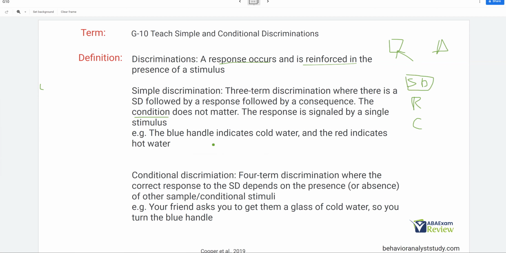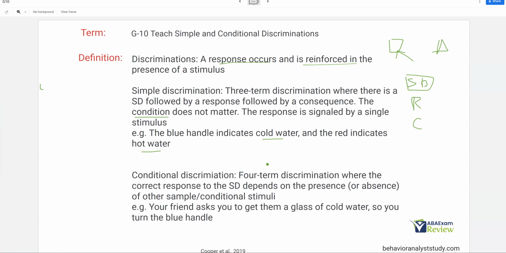So for example, if you have a blue handle and a red handle, the blue handle indicates cold water, red indicates hot water. The condition doesn't matter. If you need cold water, you're going to push the blue handle. If you need hot water, you're going to push the red handle. You're always going to discriminate between these handles regardless of any additional stimuli. So very simple, very straightforward.